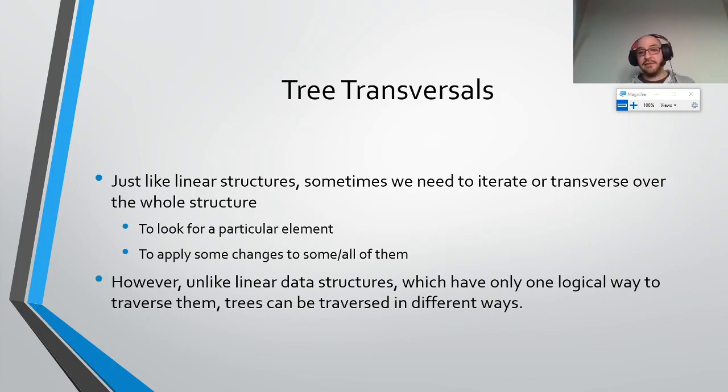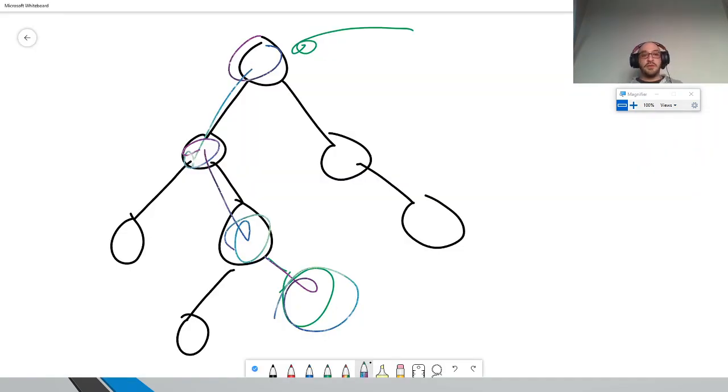Now, what is the difference? With linear data structures, there is only one way that I can traverse my elements, which is one by one. In a tree, well, the story is different. Because if I want to traverse the tree, there are many ways that I can do it, and there are many orders in which I can do this.